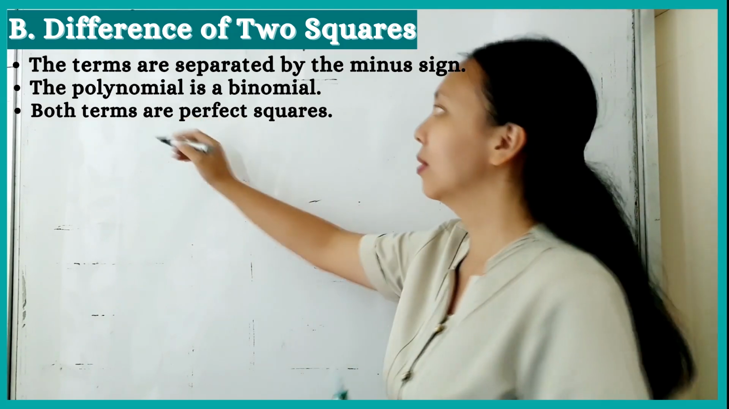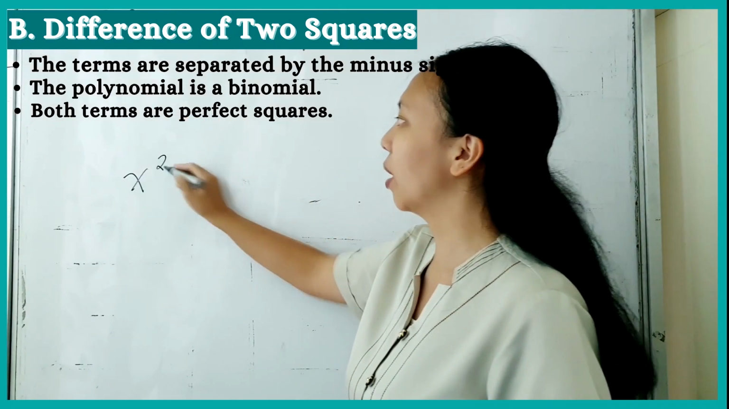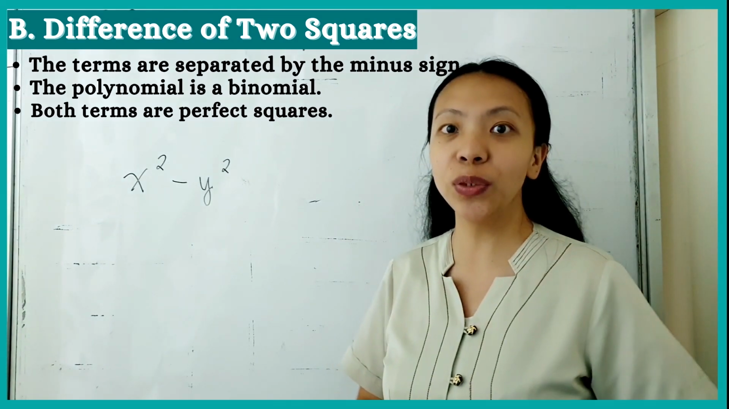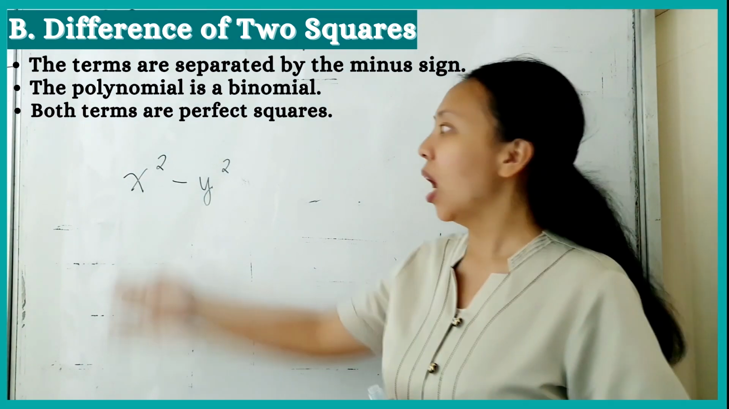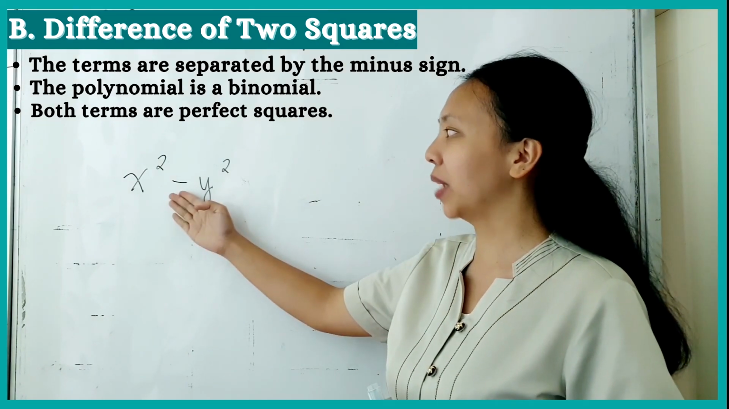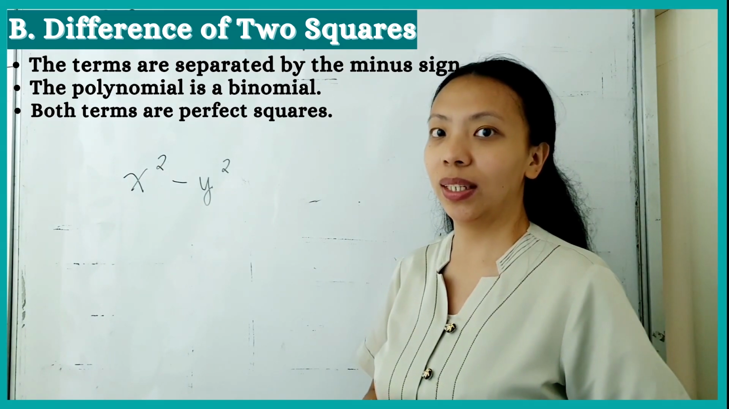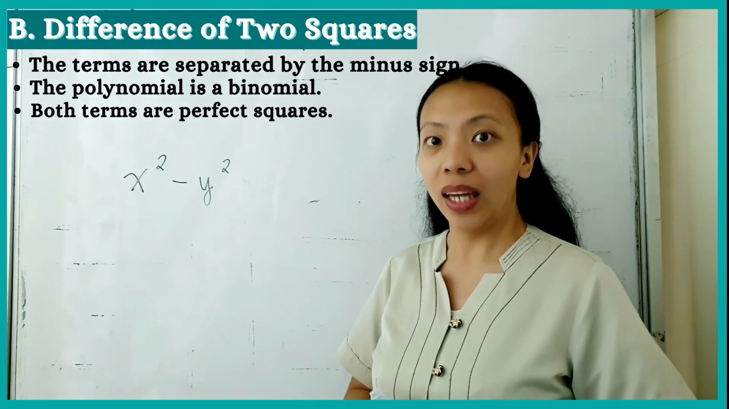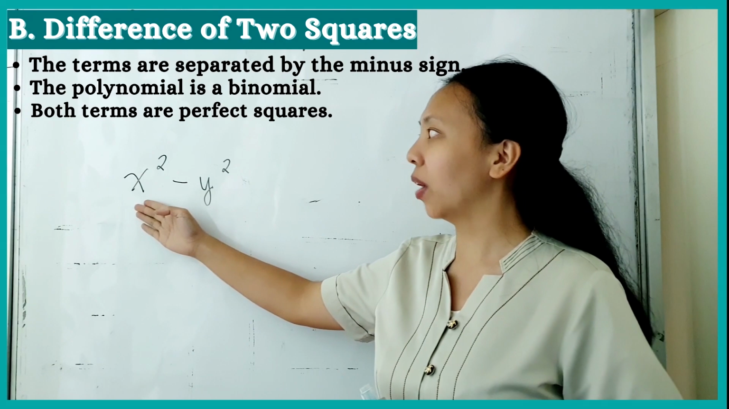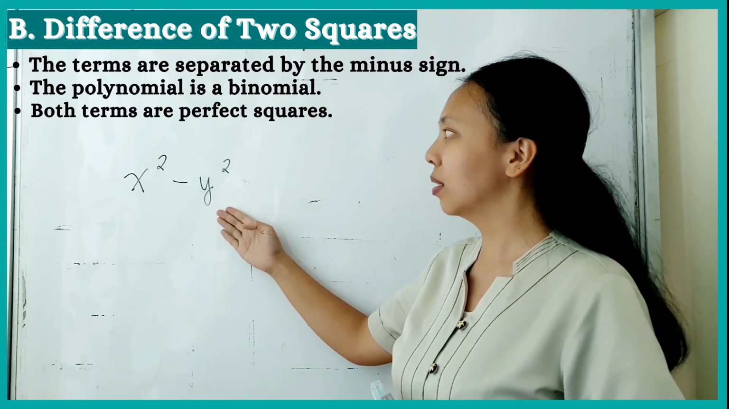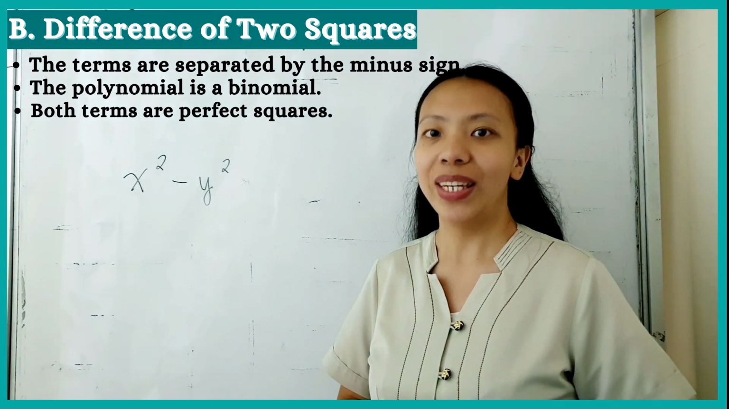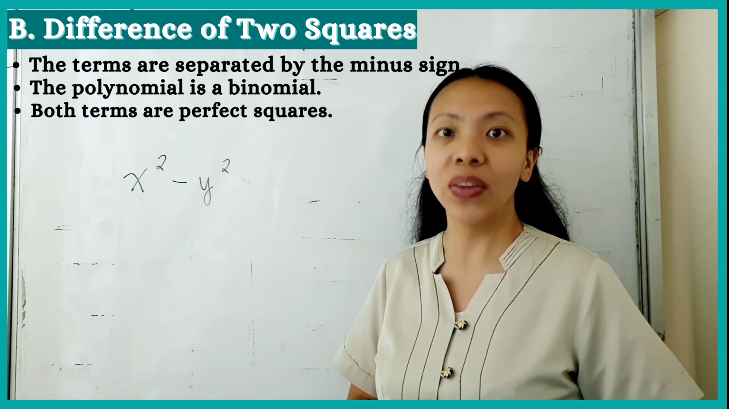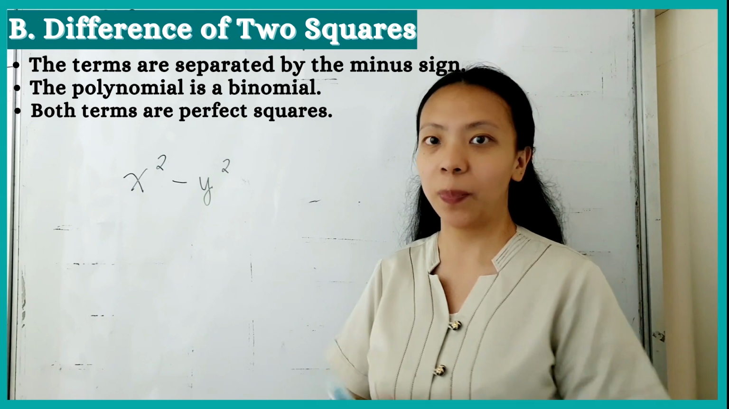So let's have the polynomial x squared minus y squared. Is this a difference of two squares? First, are the terms separated by the minus sign? Yes. Do we have a binomial? Yes. And are the two terms x squared and y squared perfect squares? Yes. So, how do we factor out a polynomial that is a difference of two squares?